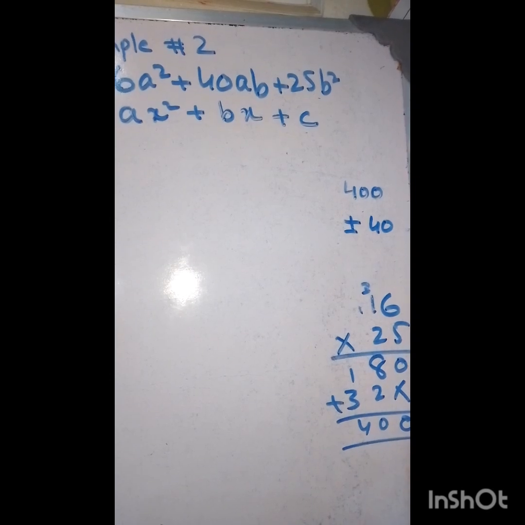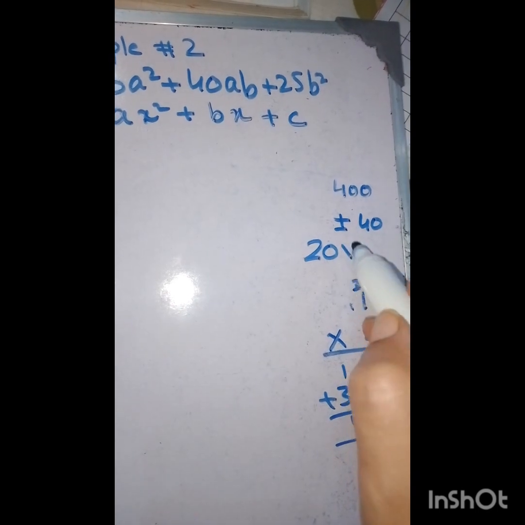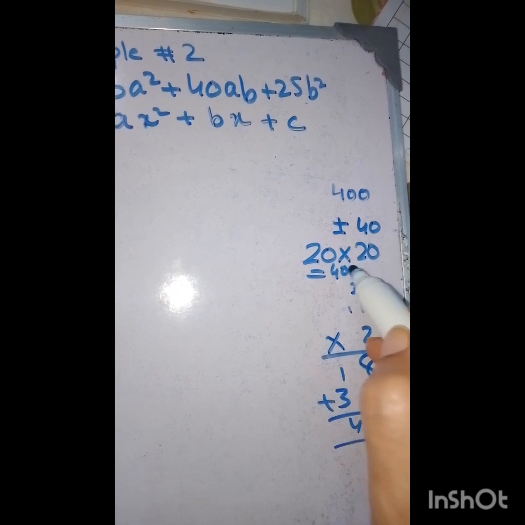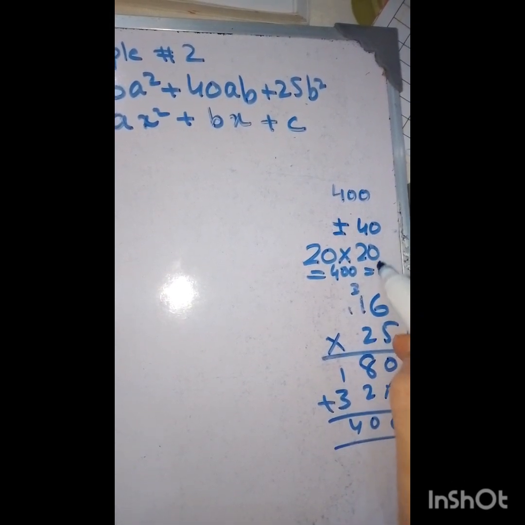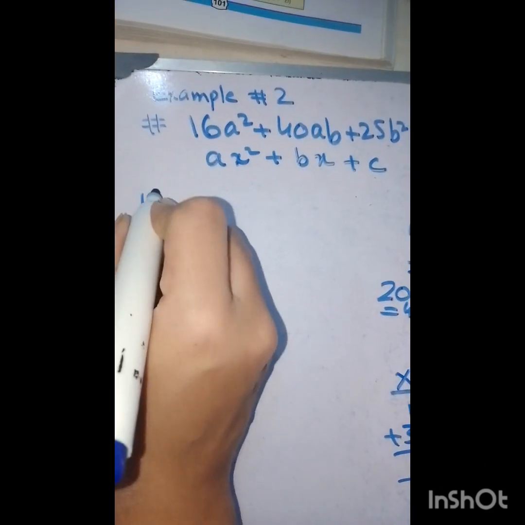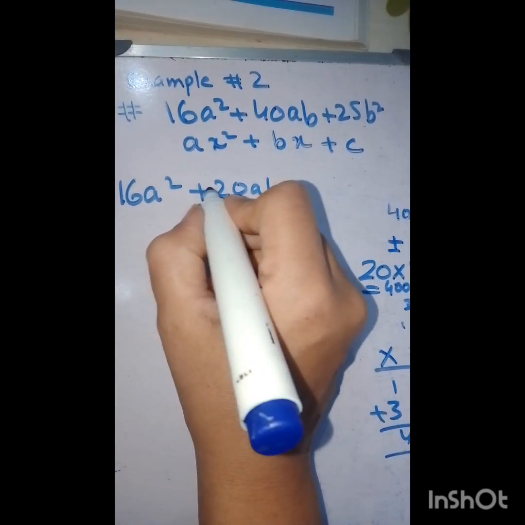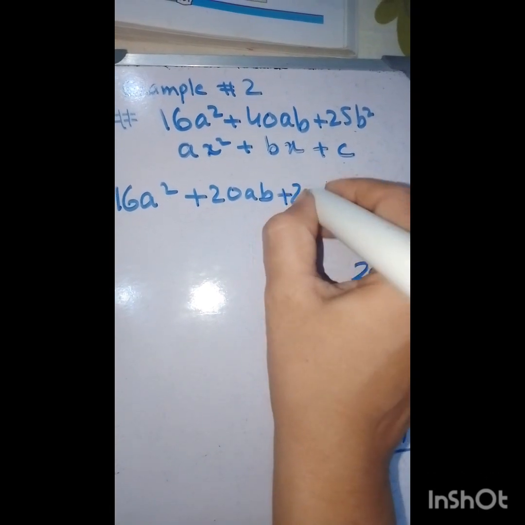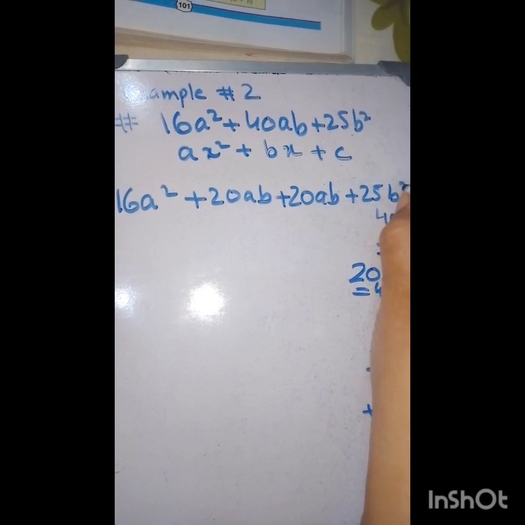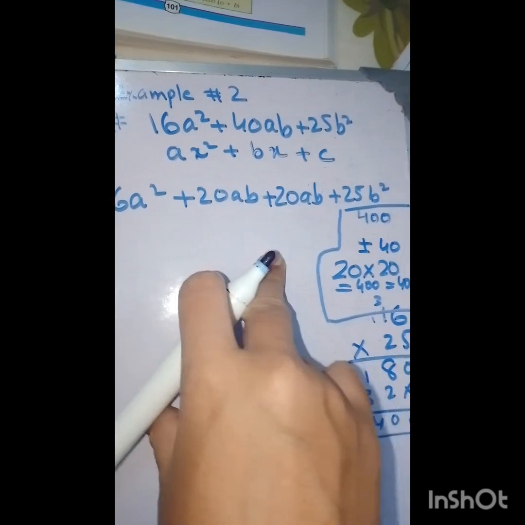Okay, so that number would be 20 multiplied by 20. You know that very well. 2 2s are 4 and 00, 400, and if we add it up, 20 plus 20 makes 40. Easy. What I'm going to do, I'm going to write 16a square plus 20ab plus 20ab, write the variable as it is, plus 25. You have nothing to do with the variables, you only consider the first and the last term.